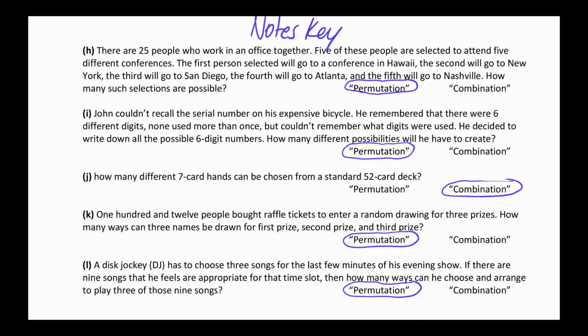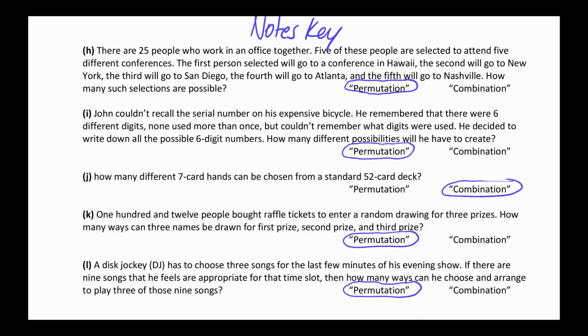K, 112 people bought raffle tickets to enter a random drawing for 3 prizes. How many ways can 3 names be drawn for first prize, second prize, and third prize? The order matters here because the first name will be for a different prize than the last name. Permutation.